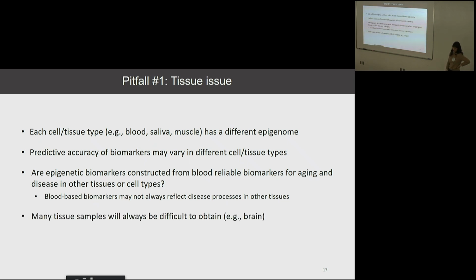Many tissue samples are always going to be really difficult to obtain. So this is also an issue and something that, again, is active work in the field.